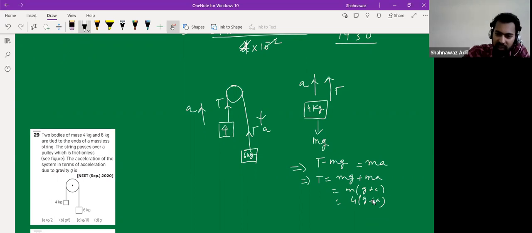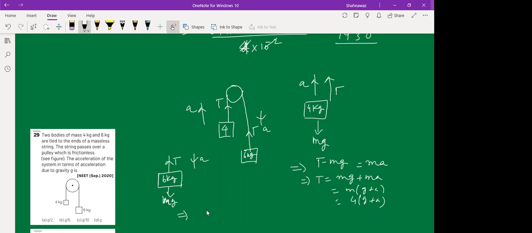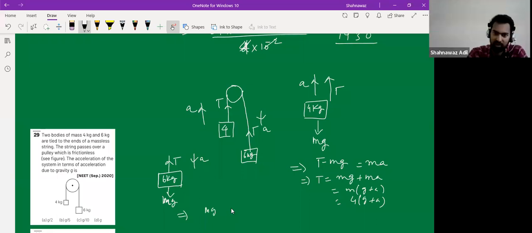And for the second part, for the 6 kg block, we have tension upwards, acceleration downwards, and weight downwards. So what will be the second law? mg minus T is equal to ma. And we can put the value of T from here, so this is 6a. Right. So who got the answer?